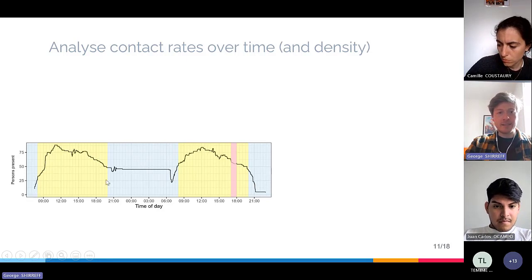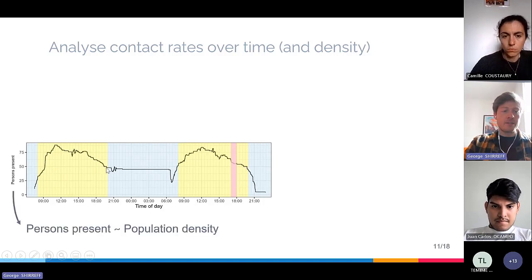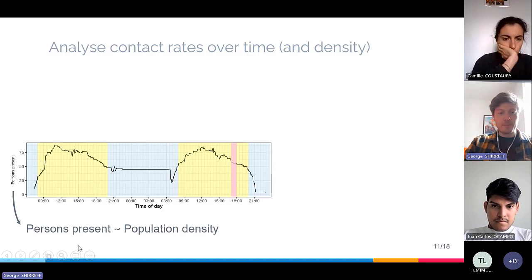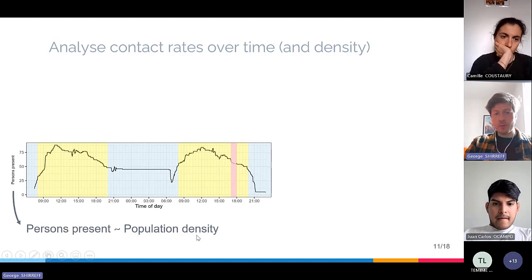So we can see that it peaks in the first day. This is the daytime period. So it peaks in the first day, then it's lower at night, and then it peaks again in the second daytime. And for the purposes of this study, we're assuming that the number of people present is a proxy for the population density.